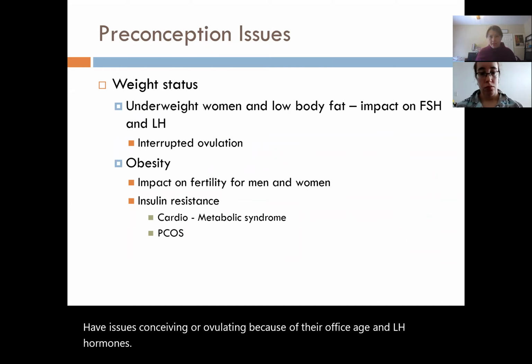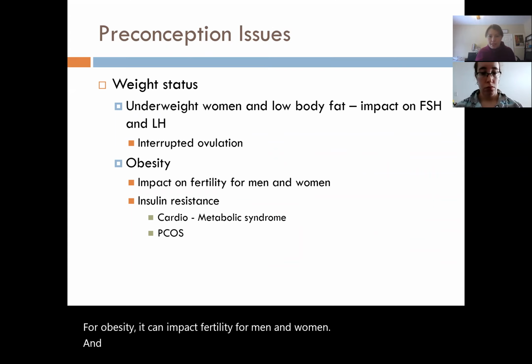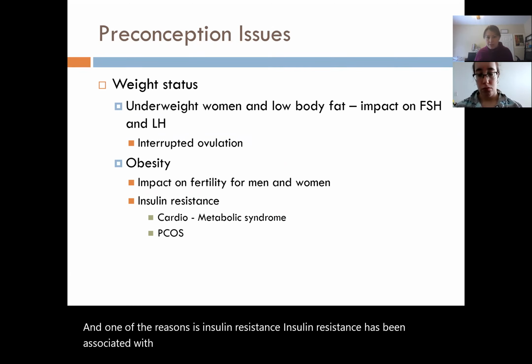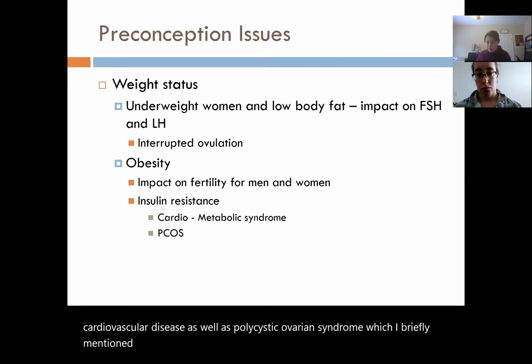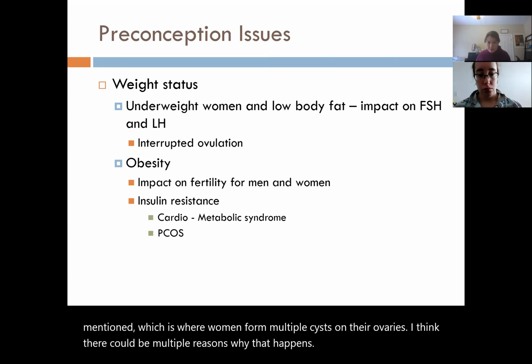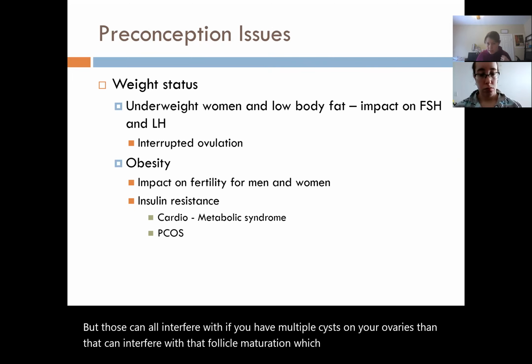For obesity, it can impact fertility for men and women. One of the reasons is insulin resistance. Insulin resistance has been associated with cardiometabolic syndrome, which can include diabetes and cardiovascular disease, as well as polycystic ovarian syndrome, which I briefly mentioned, where women form multiple cysts on their ovaries. There could be multiple reasons why that happens, but if you have multiple cysts on your ovaries, then that can interfere with follicle maturation, which is also needed for ovulation.